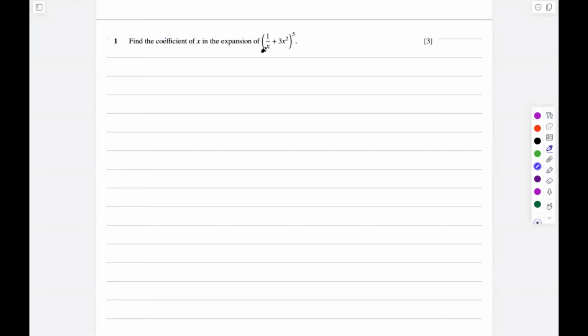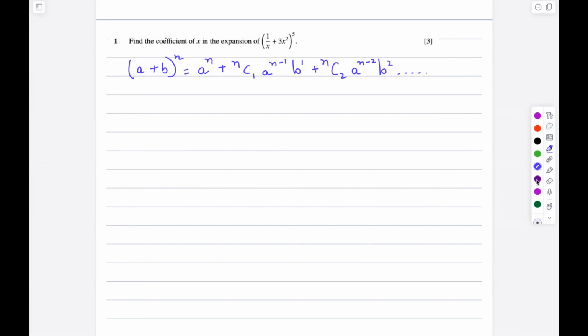In question 1, we have to find the coefficient of x in the expansion of (1 upon x plus 3x squared) to the power 5. Now, the expansion formula of the expression (a plus b) to the power n is a to the power n plus nC1, a to the power n minus 1, b to the power 1, plus nC2, a to the power n minus 2, b to the power 2, and so on.